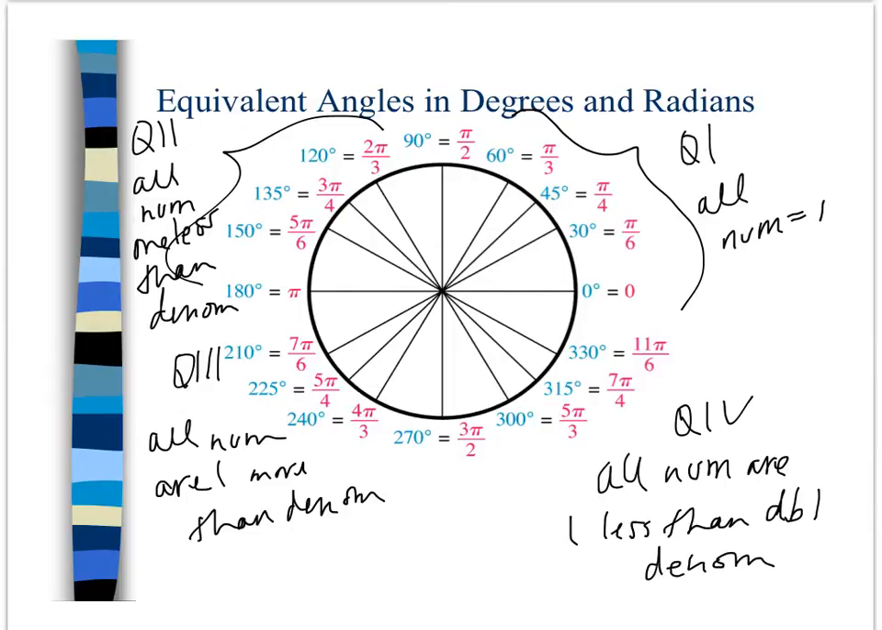As far as our reference angles, just remember that the 6 goes with the 30, the 4 goes with the 45, and the 3 goes with the 60. The 2 is on the quadrants.